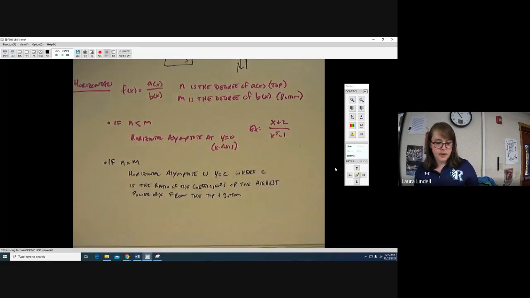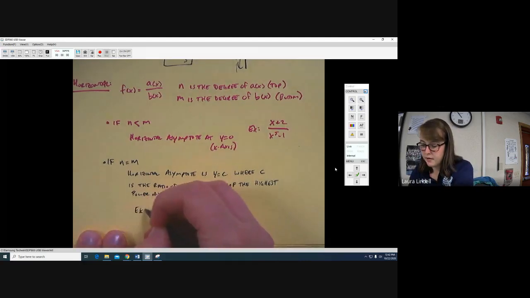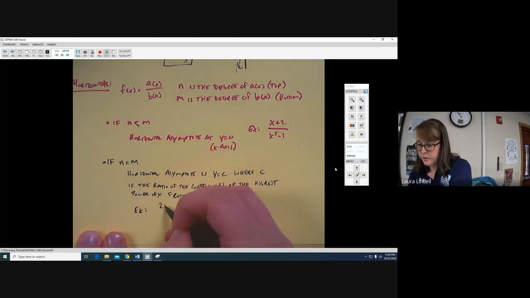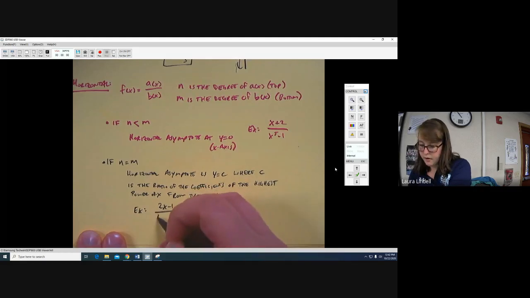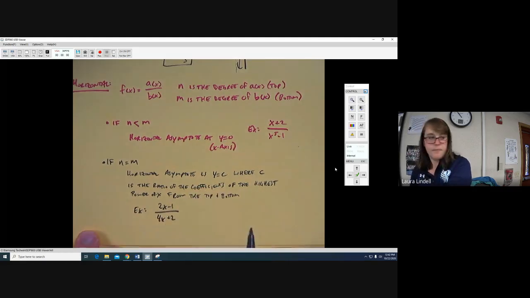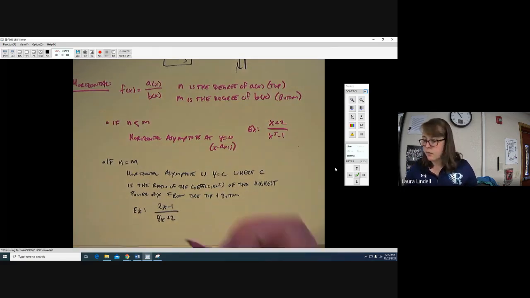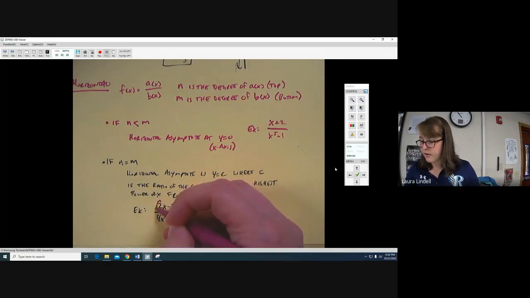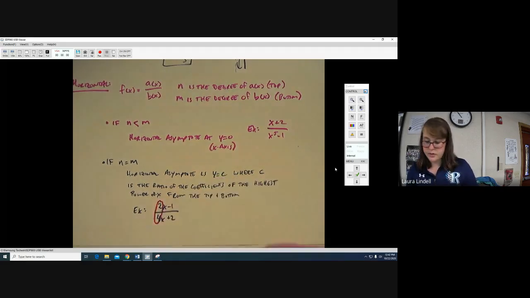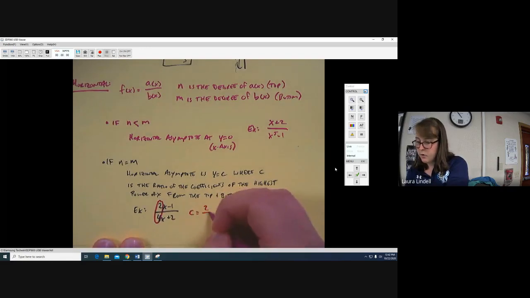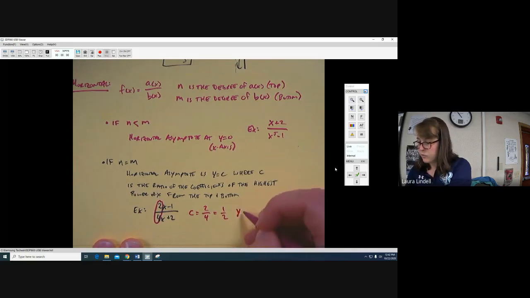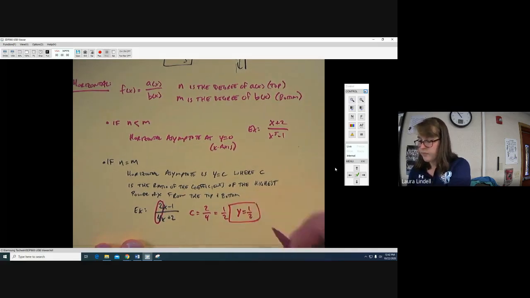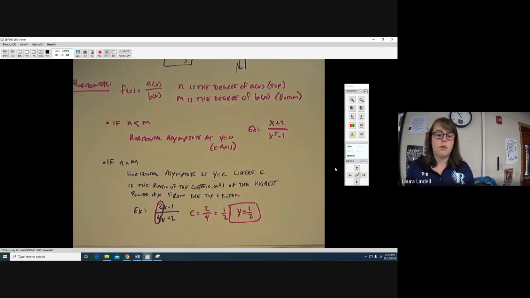So this one's best explained with an example. So here, let's have 2x minus 1 on top and 4x plus 2 on the bottom. So the coefficients that we're going to be looking at are those on the highest power of x, which is just x to the 1 on the top and bottom. So if we put these two coefficients in ratio, c is going to be 2 over 4, which is 1/2. So our horizontal asymptote is y equals 1/2.